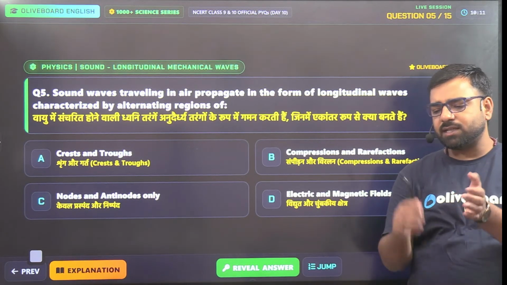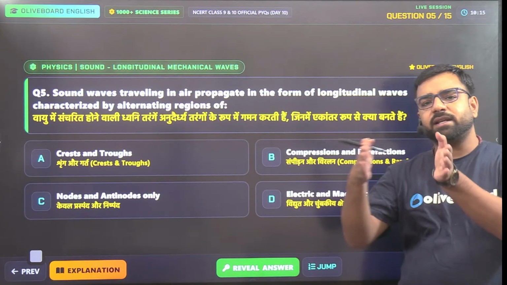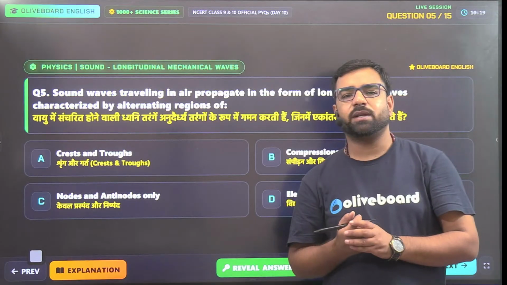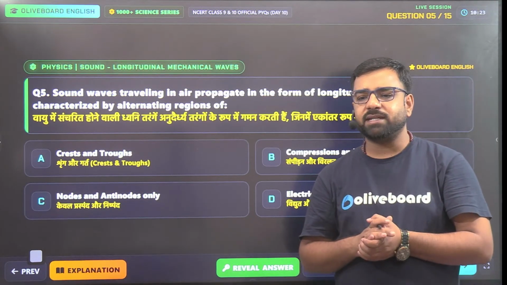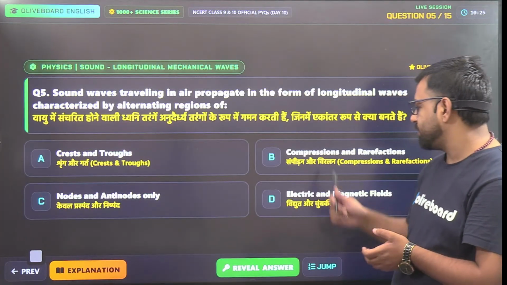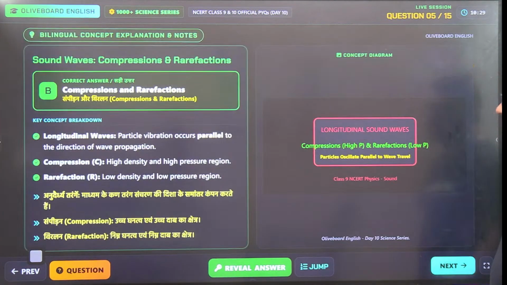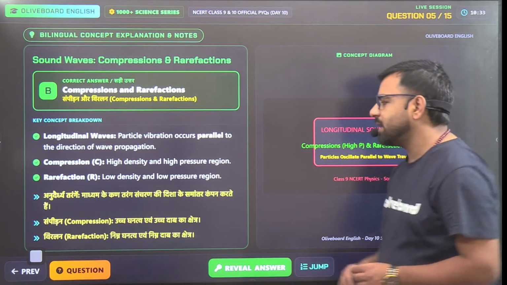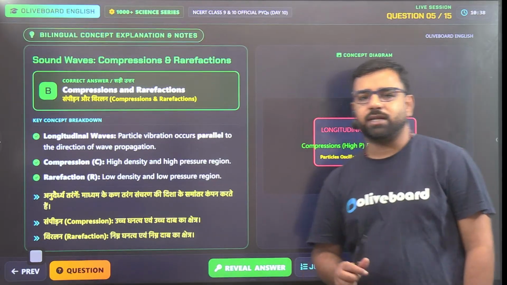So when these sound waves are passing, there are compressions and rarefactions, right? So that's the zone of high pressure and the low pressure. That high pressure and low pressure zone is known as compression and rarefaction. So yes, option number B is the correct answer, and Ankita, you are 100% right. Next is, okay, so we have discussed this. Compression means the high density and high pressure region. Rarefaction means the low density and low pressure region. So that's it. Next.